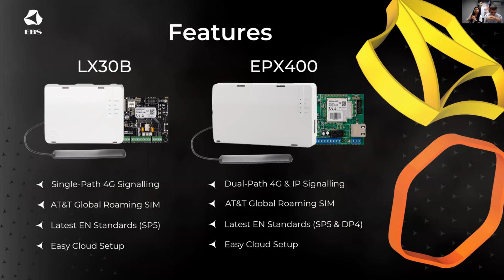The difference between the LX30B and EPX400 is that the EPX400 has an IP communication channel. On the other hand, the LX30B runs mainly on 4G or data. So with that, both solutions are 4G communicators, which are also backwards compatible.